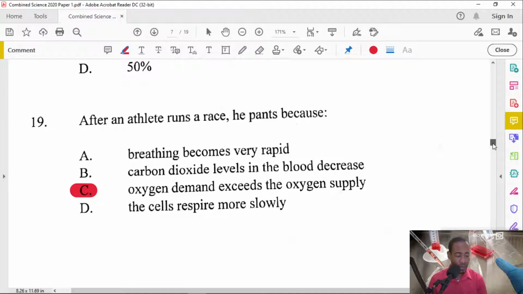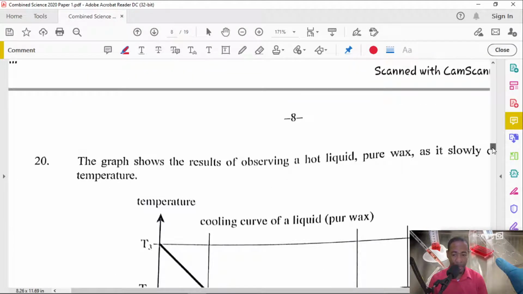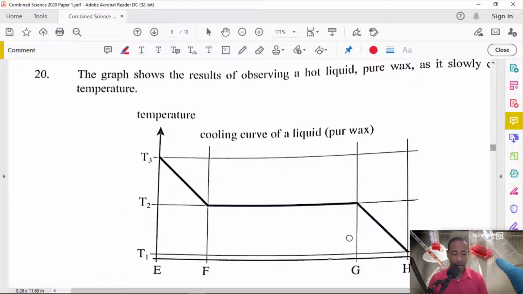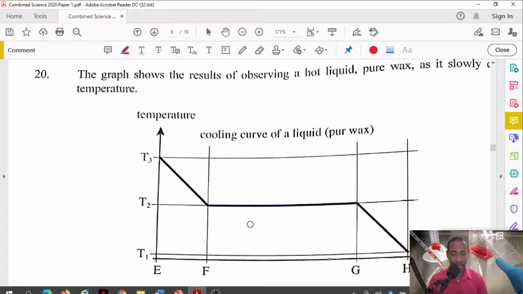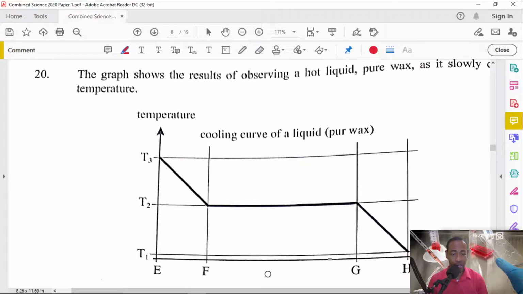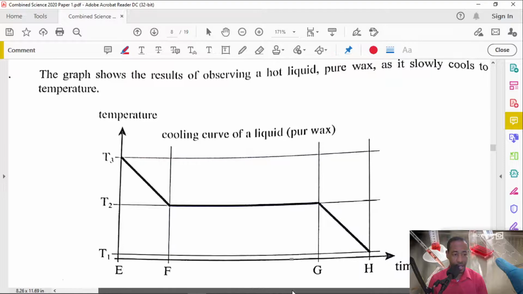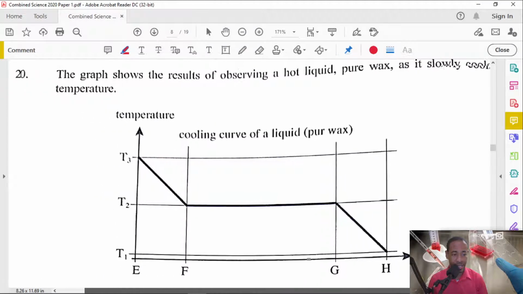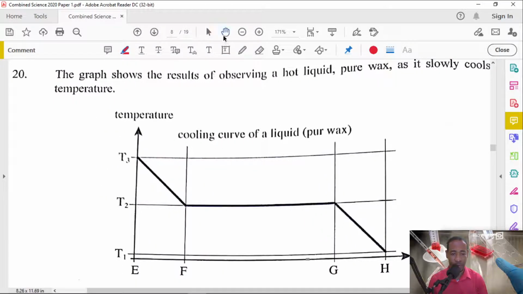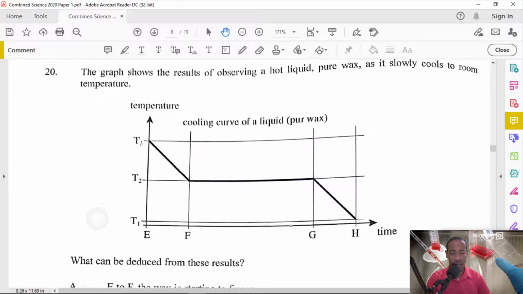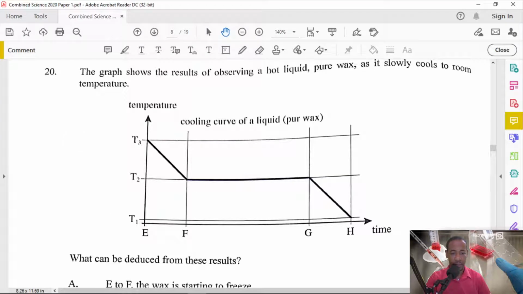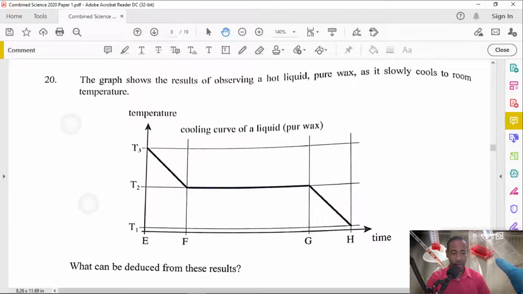All right, so number 20. And for number 20, it said the graph shows the result of observing a hot liquid, pure wax, as it slowly cools to room temperature. So we're looking at the cooling of this hot liquid, the liquefied wax, and we're looking at it as it cools. So this is a cooling curve.